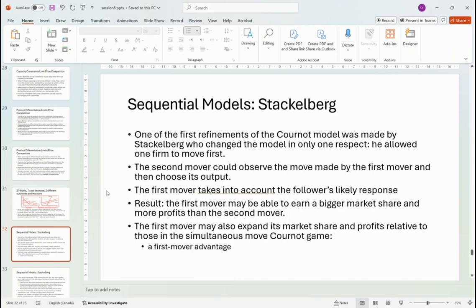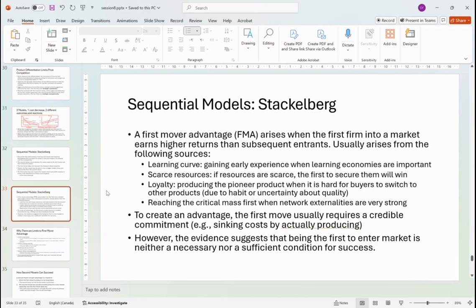The point is that when one firm moves first and decides about the quantity and enters the market, the first firm has first mover advantage to take the entire market share, or maybe a great deal of market share, right? This is called first mover advantage, or FMA.